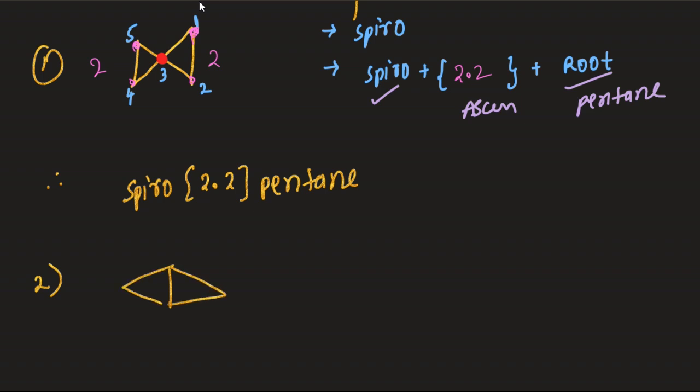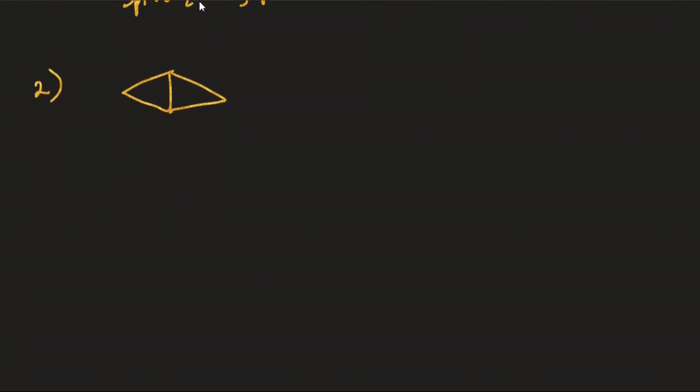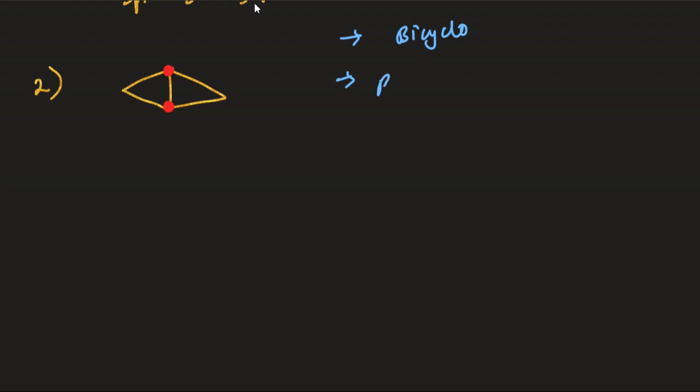Next question. Right. We can say there are a total of 2 common points, so hence the structure belongs to bicyclo. How to write the IUPAC name for bicyclo? Bicyclo plus bracket plus root word.